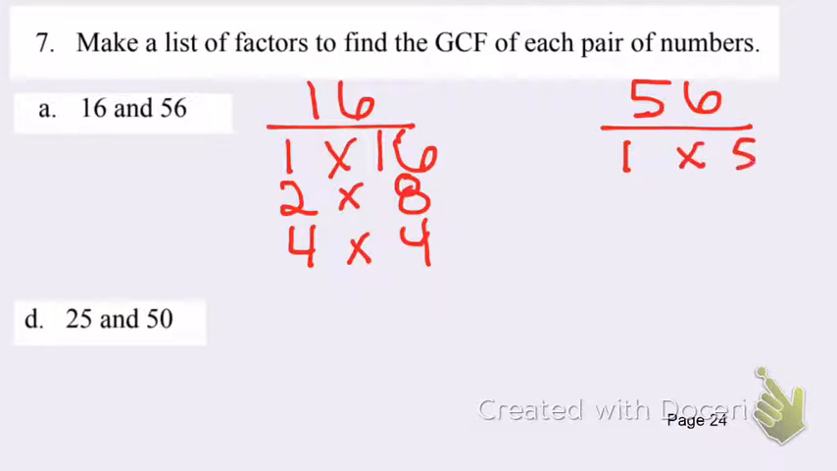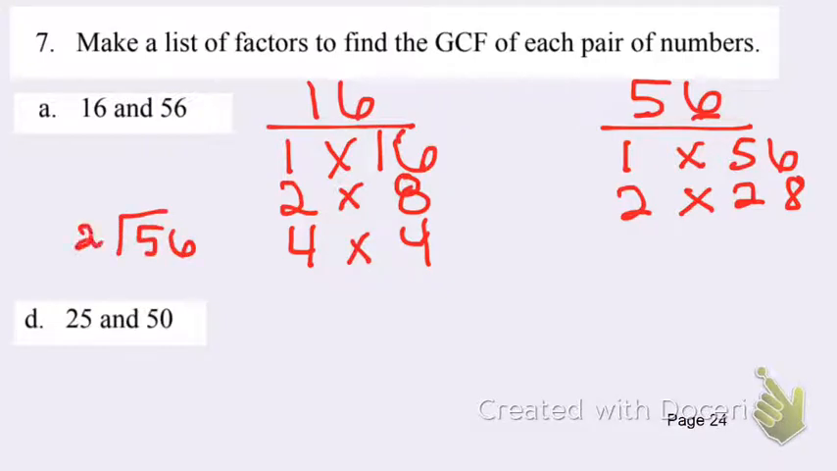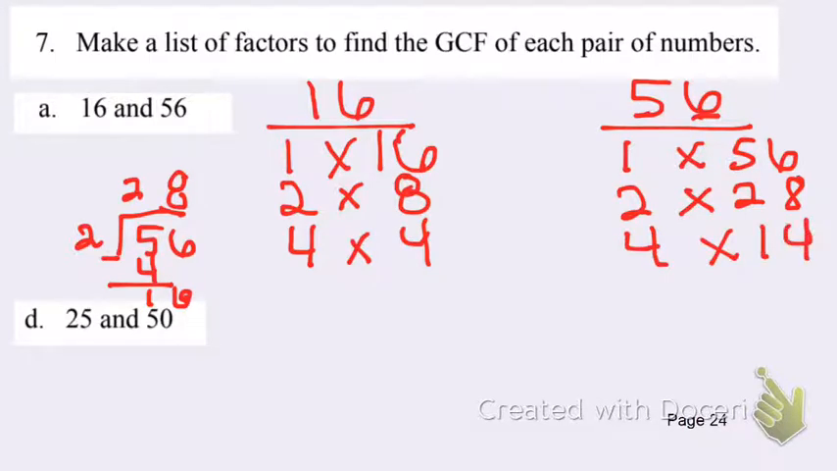1 multiplied by 56. 2 goes into 56. I know this because it ends in an even number. So 2 multiplied by 28. If I didn't know that, I could go off to the side and divide 56 by 2. 2 goes into 5 2 times. 2 multiplied by 2 gives me 4. 5 take away 4 gives me 1. 16. 2 goes into 16 8 times. All right, so 2 multiplied by 28, 4 multiplied by 14, and 7 multiplied by 8.